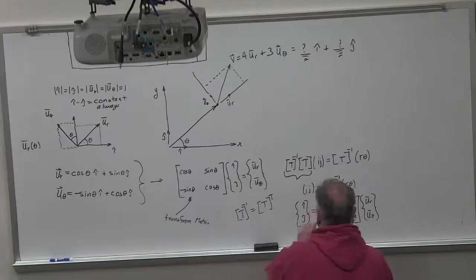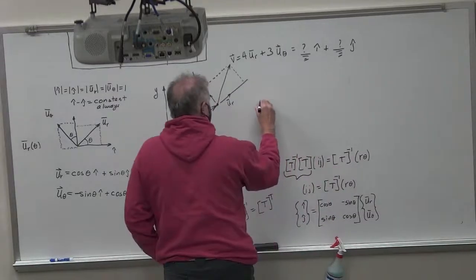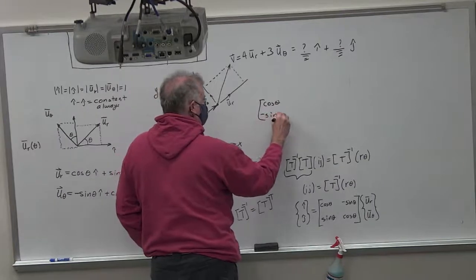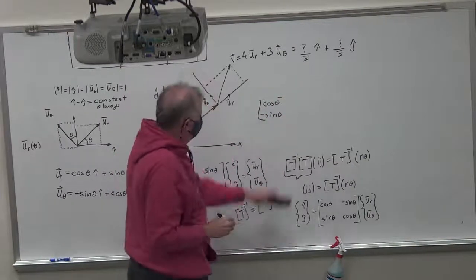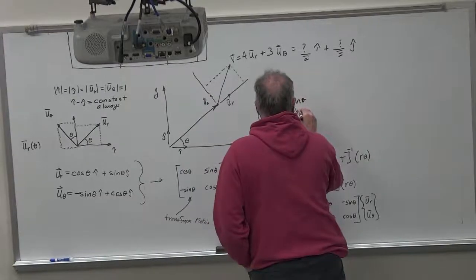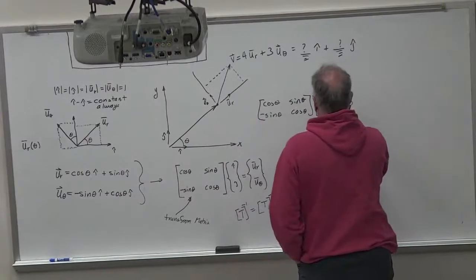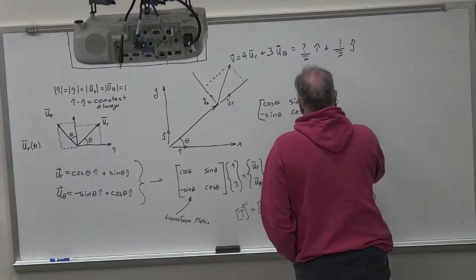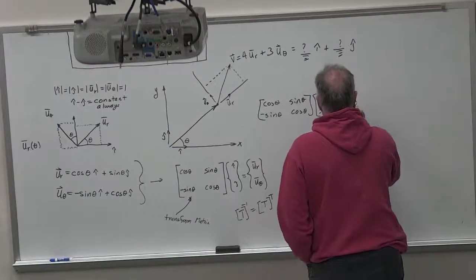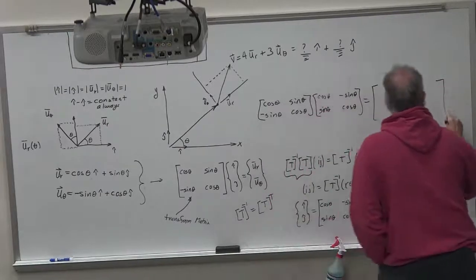If you want to see this, you can prove it by multiplying. Cosine theta, minus sine theta, times sine theta, cosine theta, and then take the transformation, and minus sine theta, cosine theta. And so you've got 4 multiplications to take place.